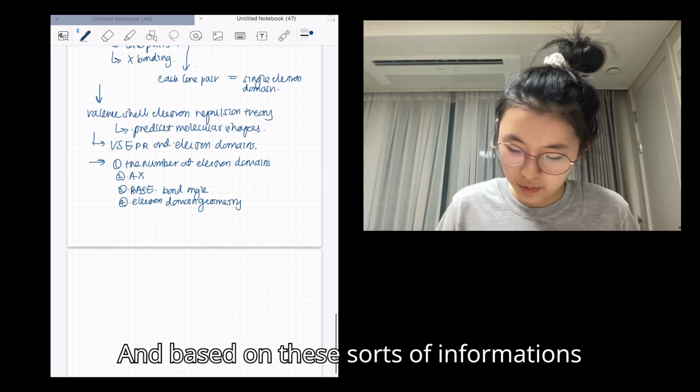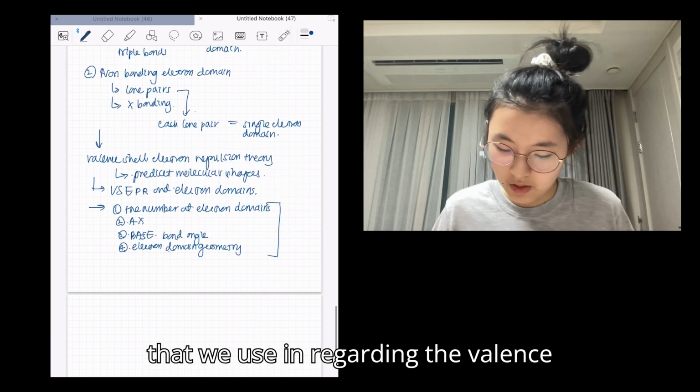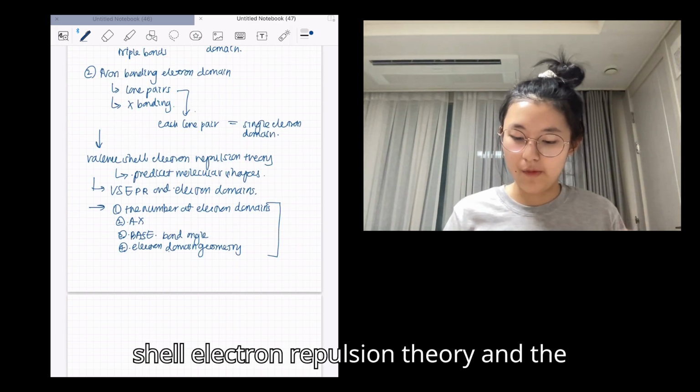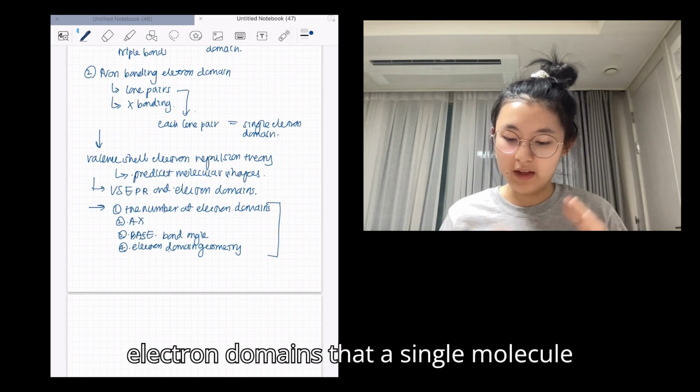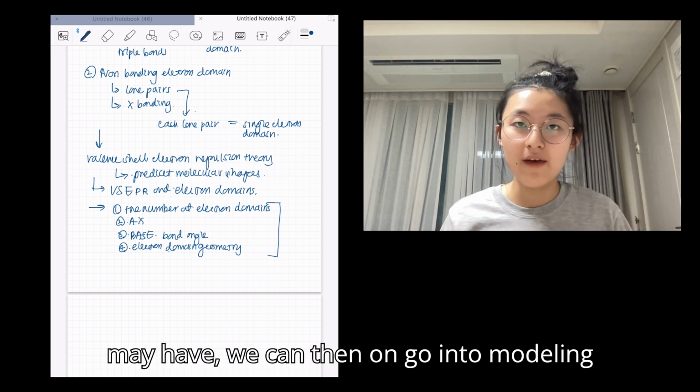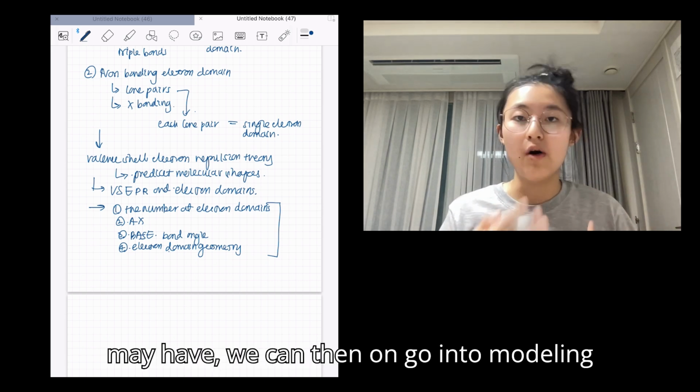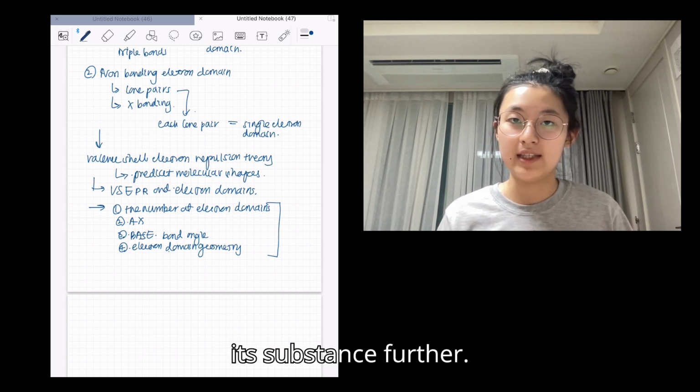And based on this information regarding the valence shell electron repulsion theory and the electron domains that a single molecule may have, we can then go into modeling the molecule further and understanding its substance further.